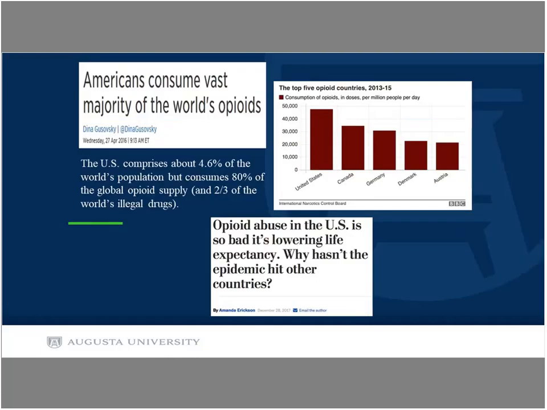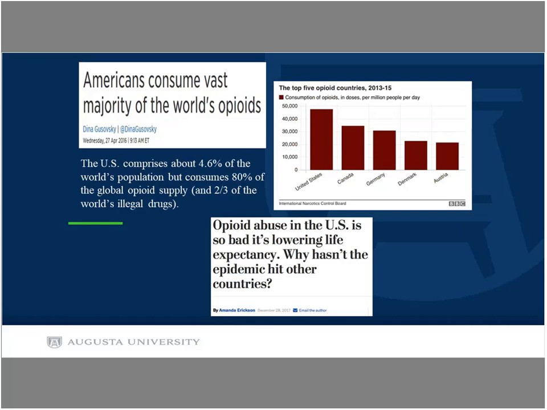So moving on, here's a headline from a couple of years ago: Americans consume the vast majority of the world's opiates. And so the reality is that the U.S. comprises less than 5% of the world's population, but consumes 80% of the global opioid supply. And by the way, 2/3 of the world's illegal drugs as well. And if you look at the chart just to the right of that headline, you'll see the top 5 opioid countries over the past several years, and the U.S. is by far above all of the others, followed by Canada and Germany, with Denmark and Austria having a consumption rate of about half of the U.S. rate.